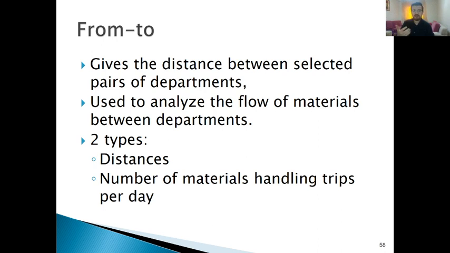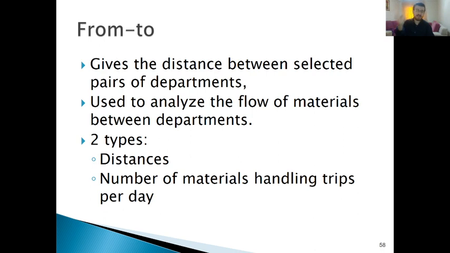So after we have an initial layout, we can easily generate a distance matrix between every pair of departments, because we know where the departments are located at the beginning, right? So this distance matrix is called the from-to distance matrix. This is one of the inputs we need to have at the beginning. The second and the most important input is the from-to flow matrix, which shows the flow between every pair of departments.